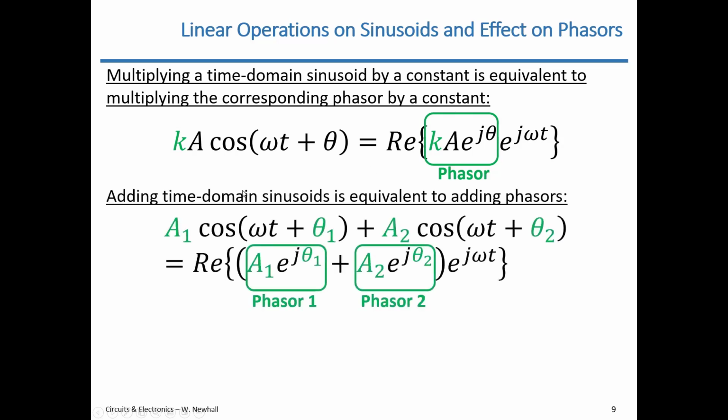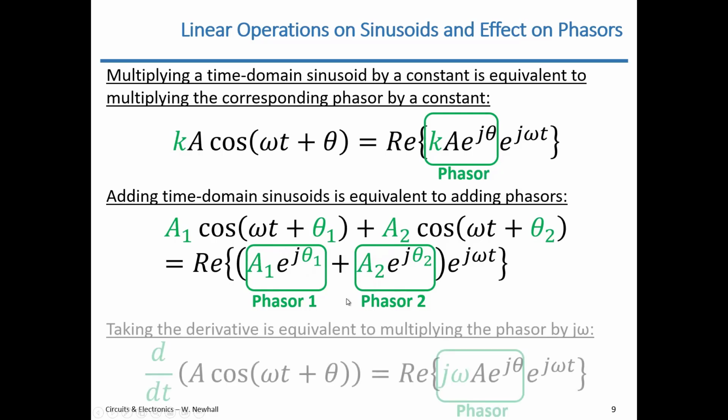If you add time domain sinusoids and maybe multiply by a scaling factor, that's equivalent to adding phasors and multiplying by those scaling factors. So if I say I'm going to take this cosine and add it to this cosine, and maybe I'll scale that by A1 and A2, then it's just like adding together the phasors. So if you add cosines in the time domain, you can equivalently add phasors in their phasor forms.